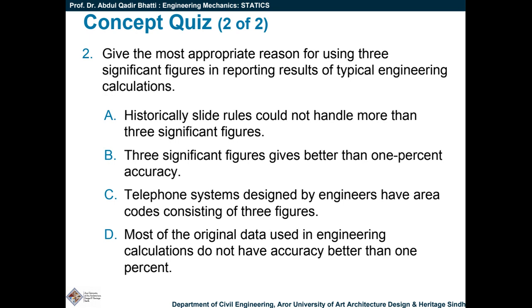A says that historically slide rule could not handle more than 3 significant figures. B says 3 significant figures is better than 1% accuracy. C, telephone system designed by engineers have area codes consisting of 3 figures. D, most of the original data used in engineering calculation don't have accuracy better than 1%.